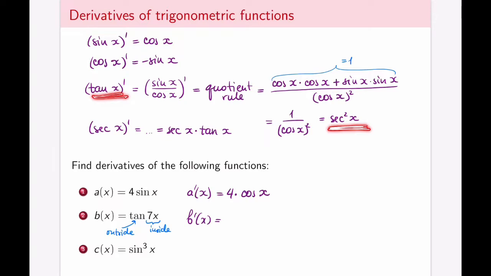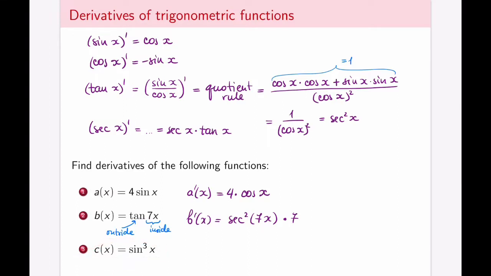And remember, according to the chain rule, when I take the derivative of the outside, I keep the inside as is. So first of all, I'm going to have secant squared, but with the same inside of 7x, times the derivative of the inside. So the derivative of 7x, which is just 7. Okay, I can of course rewrite this to be a little more familiar with the constant in the front, but this is just fine as is.